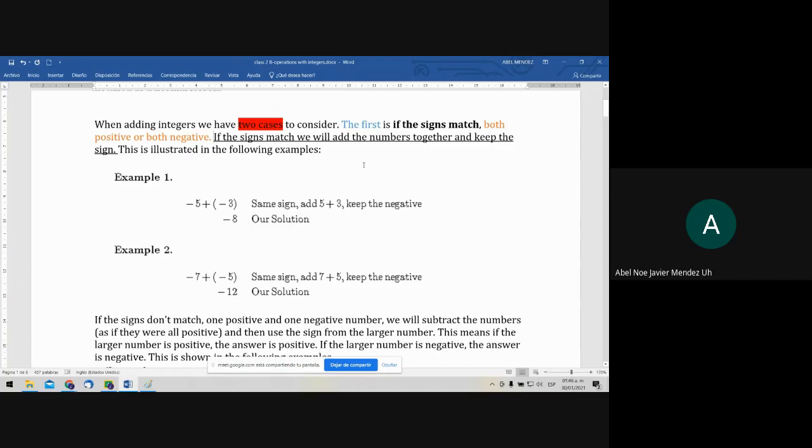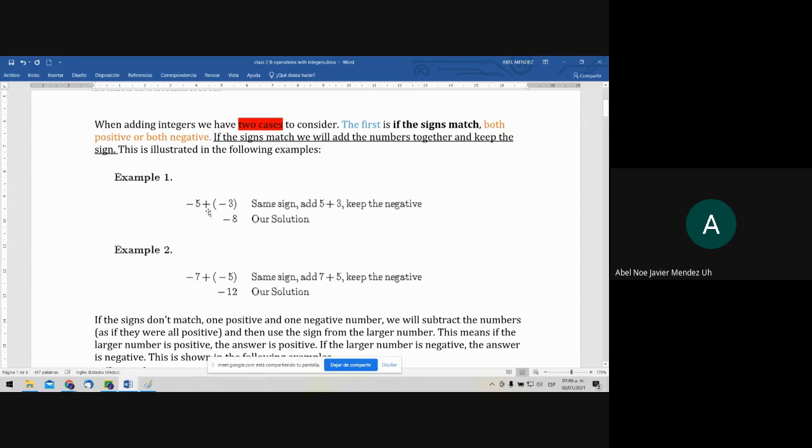If the signs match, we will add the numbers together and keep the sign. This is illustrated, remember the ending -ed, illustrated in the following examples, okay?